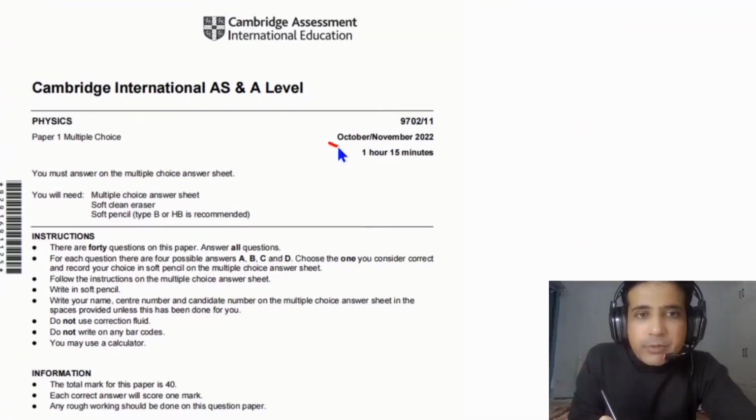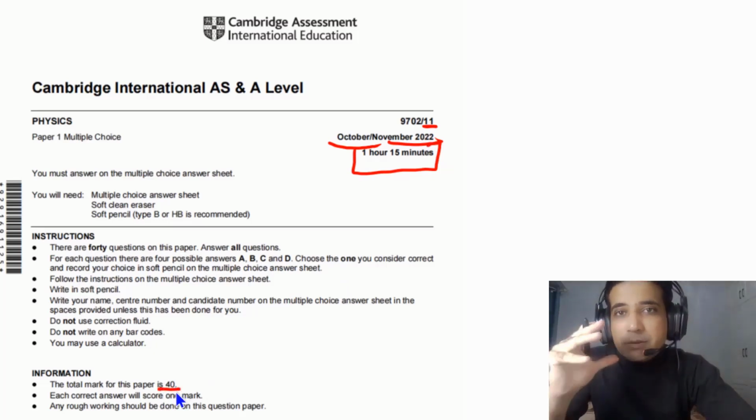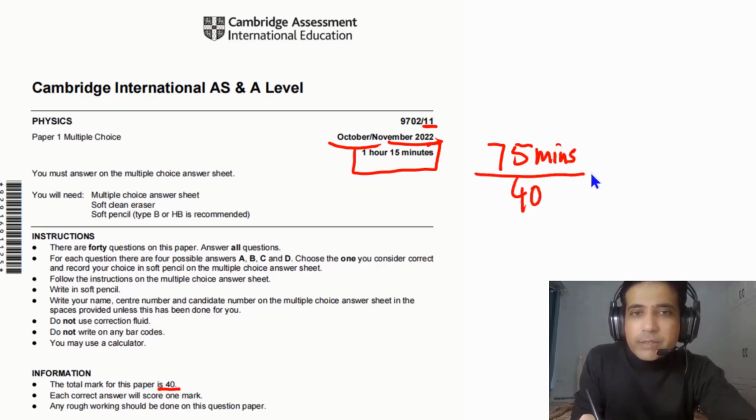In today's class, we are talking about October-November 2022, Paper 1, Variant 1. The total time for this exam is 1 hour and 15 minutes, and the total mark for this paper is 40, and there are 40 questions in this paper. So it simply means that we have 75 minutes in total, and there are 40 questions. So you have about 1.8 minutes per question.